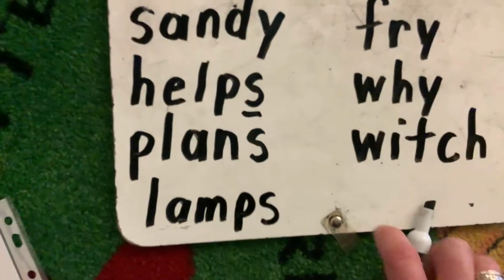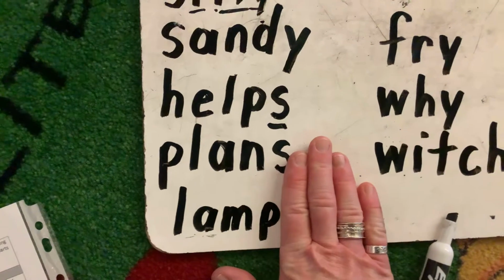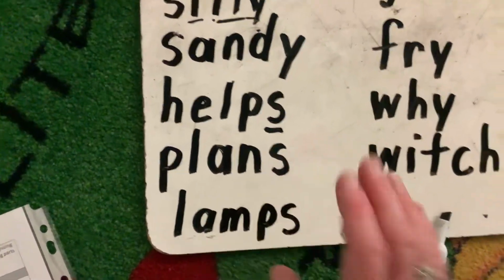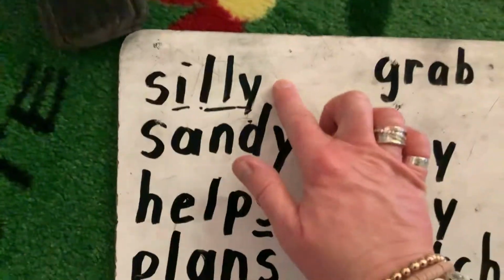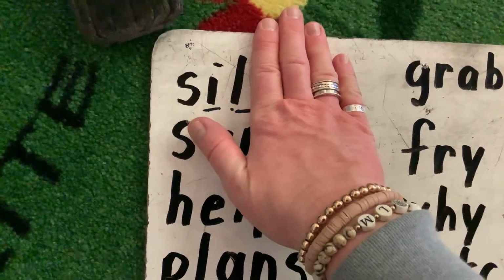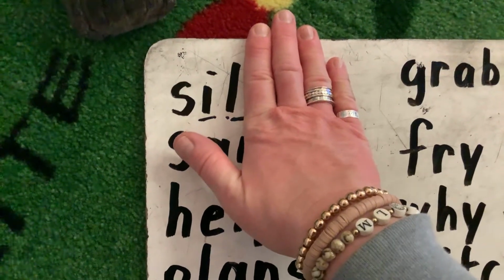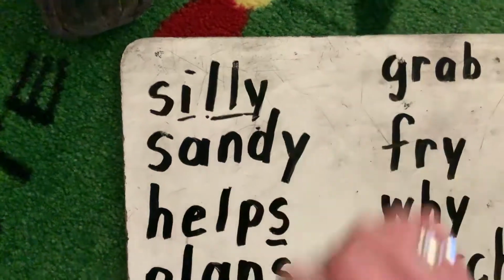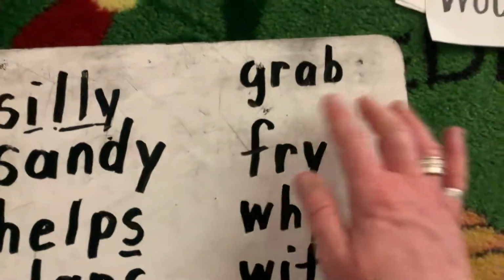So remember, our base word is the word that can be a word by itself. Lamp is a word by itself. But let's go back up here. When I had this syllable, sil, that's not a word by itself. That's not a base word. That's just part of a word. Silly.